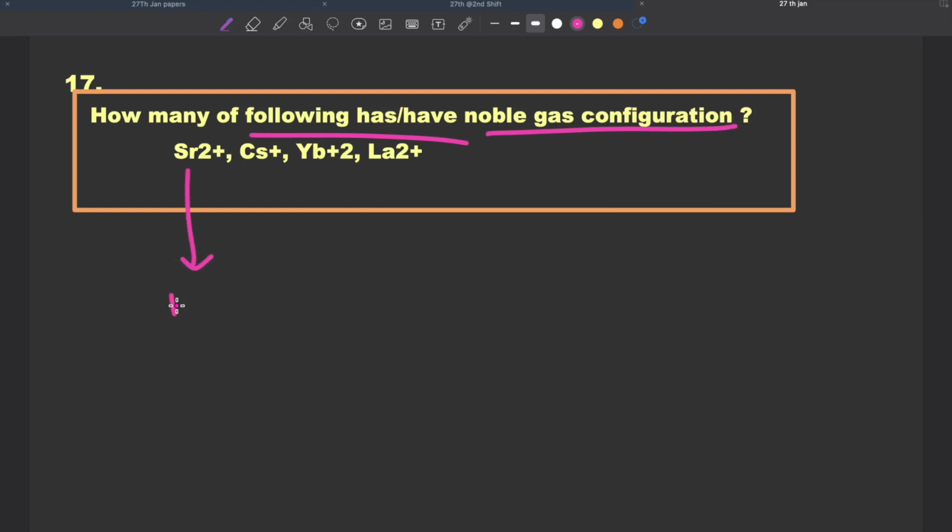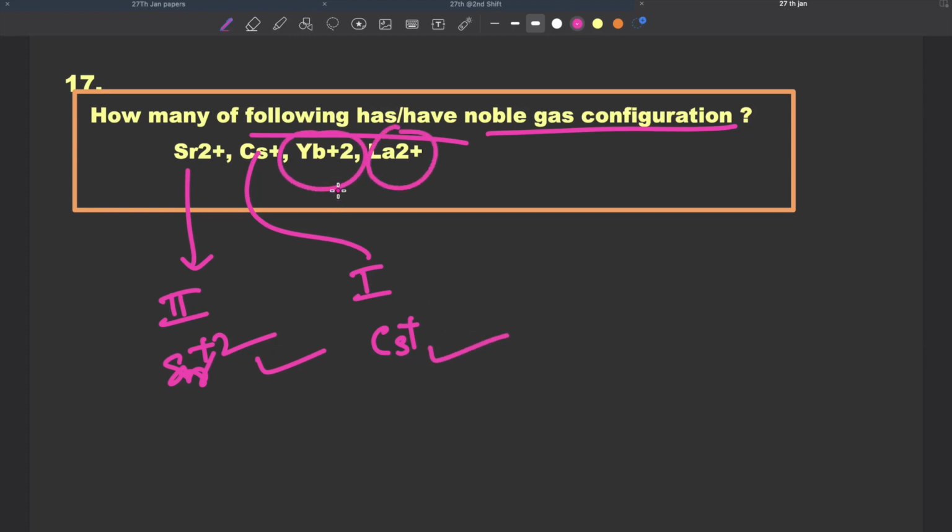Next, how many of the following have noble gas configuration? Strontium belongs to second group element, so Sr plus 2 will have noble gas configuration. Cesium belongs to first group, of course cesium plus will have noble gas configuration. Ytterbium and lanthanum: lanthanum is from D block, which does not have the noble gas configuration. So the answer for this question should be 2. Ytterbium belongs to lanthanides, which does not have the noble gas configuration.